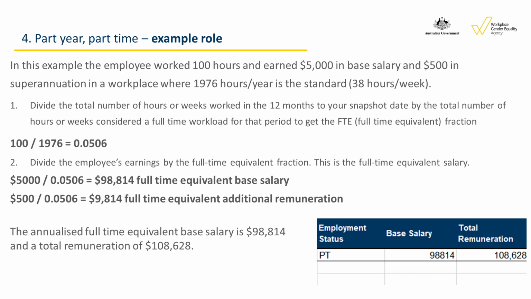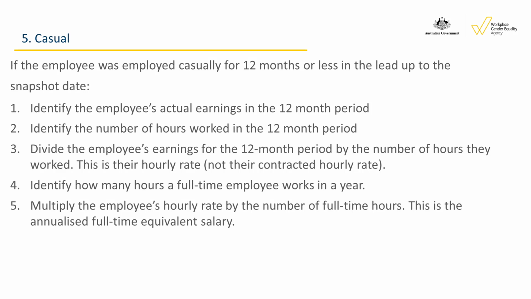$108,628. If the employee was employed casually for 12 months or less in the lead up to the snapshot date, you will need to firstly identify the employee's actual earnings for the period and the number of hours worked to earn that amount. Divide the earnings by the number of hours worked to get a rough hourly rate.